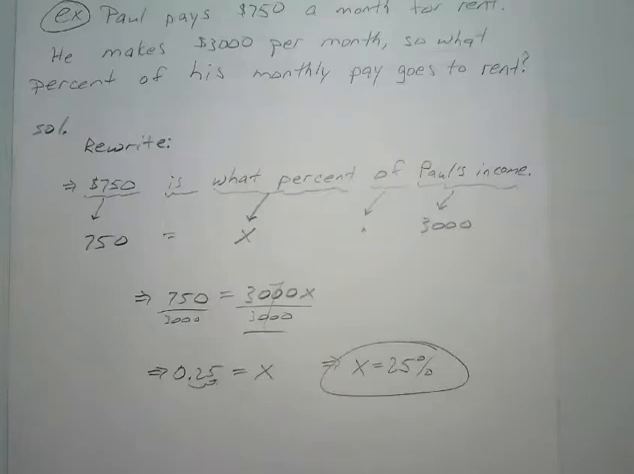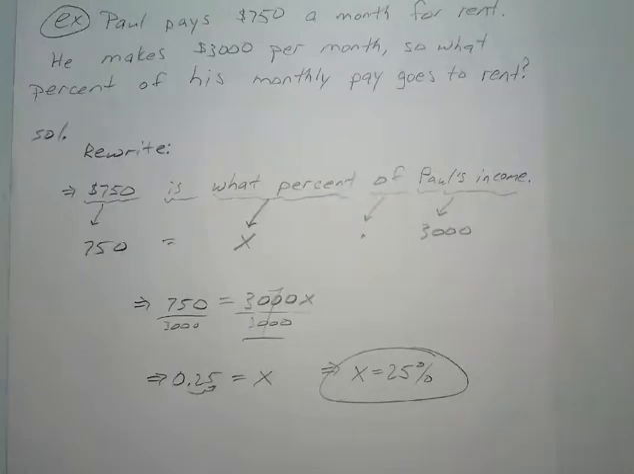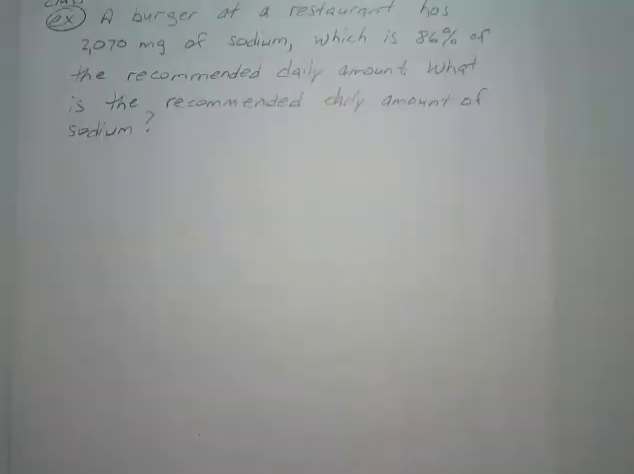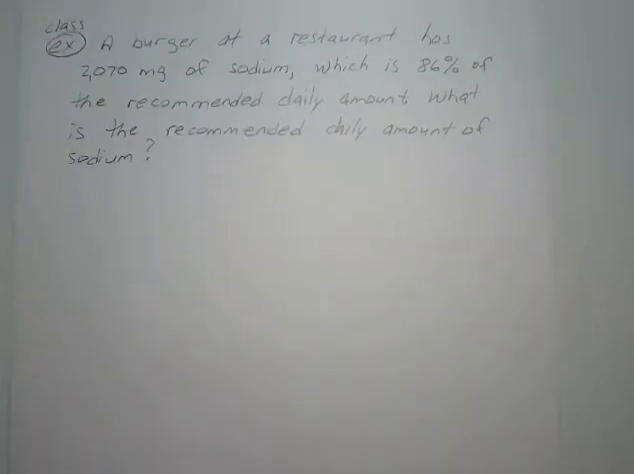All right. Okay, so hopefully that makes sense. So we're going to go ahead and do one more example. All right, and I want you to try this one. Okay, so for example, a burger at a restaurant has 2,070 milligrams of sodium, which is 86% of the recommended daily amount. What is the recommended daily amount of sodium?